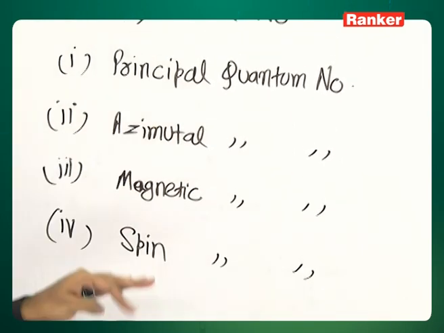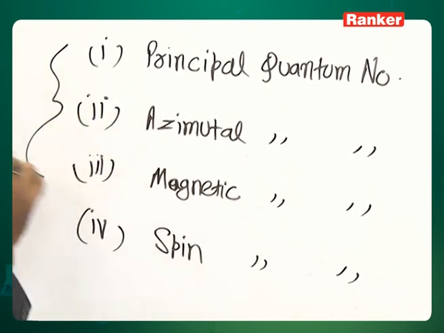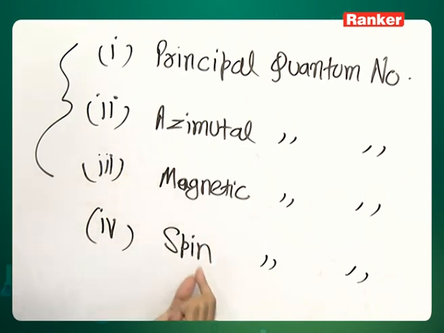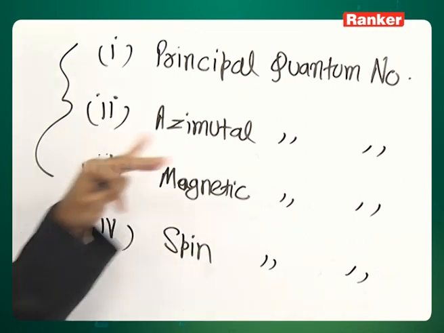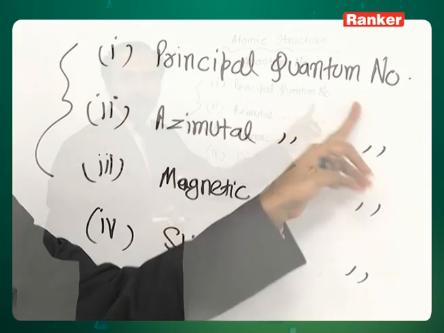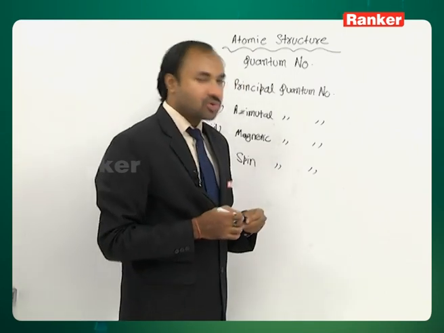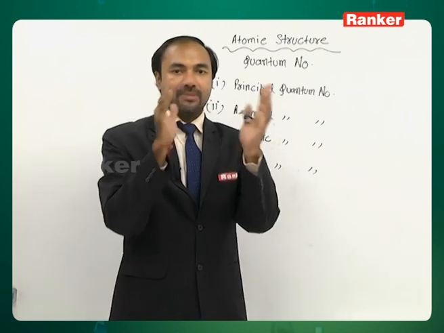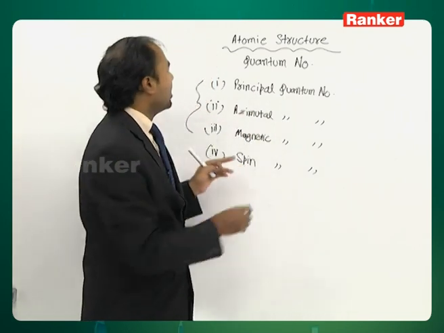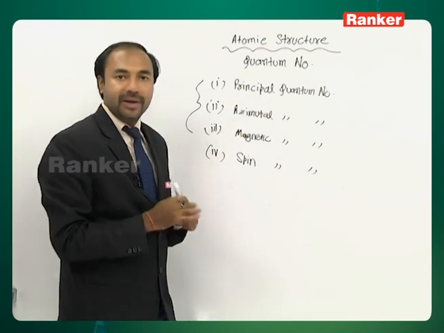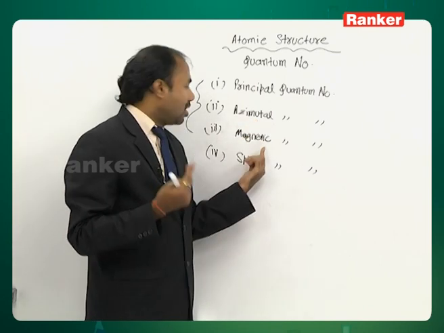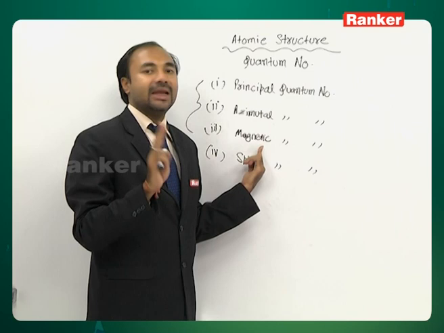Out of these 4 quantum numbers, these three are elaborated from the Schrodinger wave model, while this one came from hyperfine splitting of the hydrogen spectrum. We will discuss all the 4. First, the principal quantum number. According to the Schrodinger wave model, first of all we will have a shell. Shell is the biggest part. This shell will be divided into subshells. Then subshells again will be divided into orbitals, and in orbitals we will have electrons.